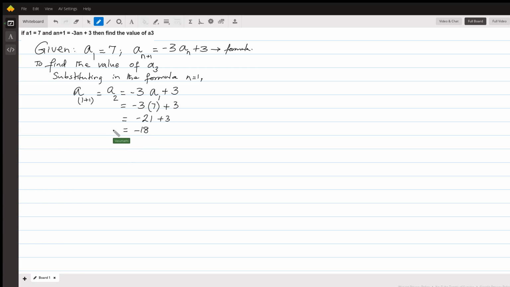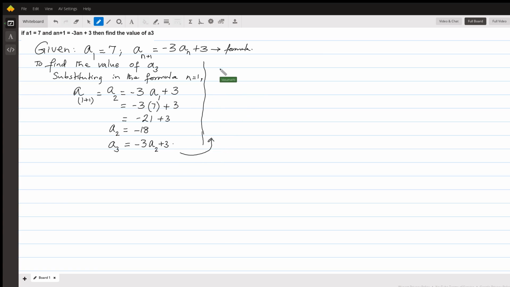So now we really have our second term, but we can't stop here. We need to find the third term, a sub 3. So now, again, go back to the formula, negative 3 a sub 2 plus 3. So I'm going to show the substitution here.